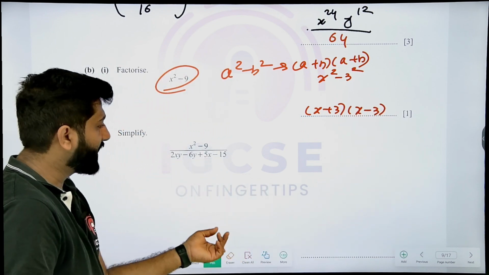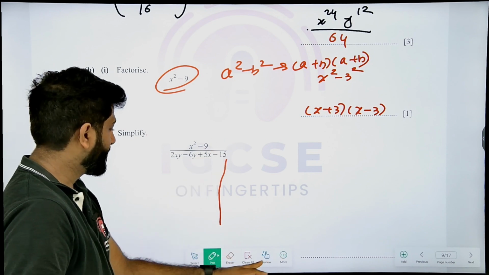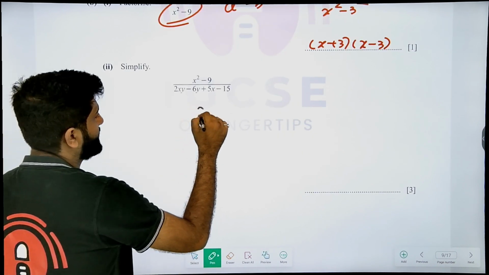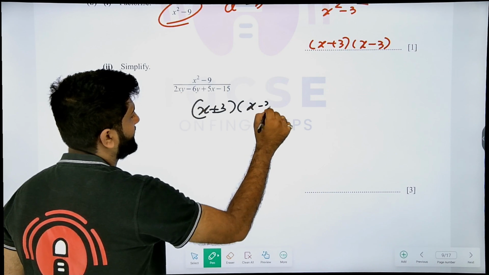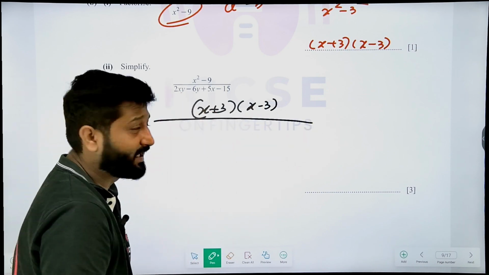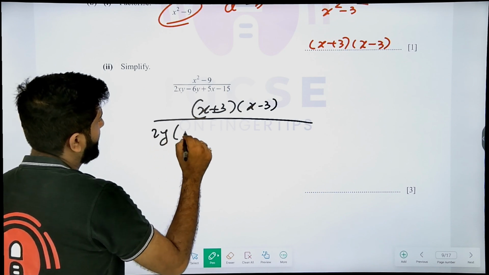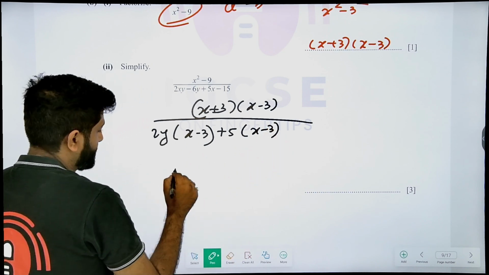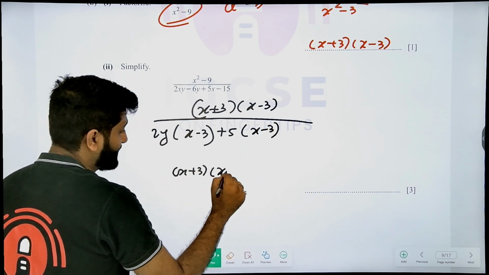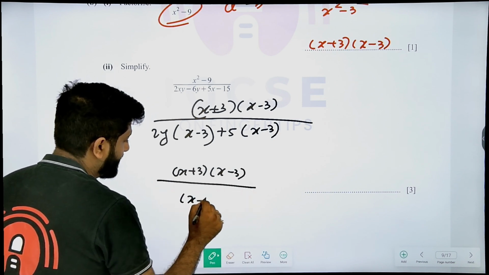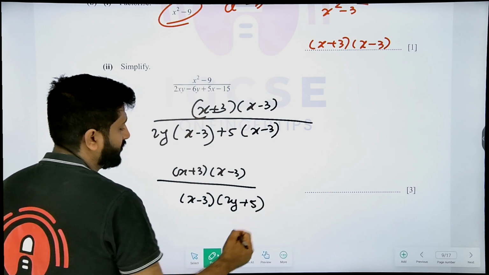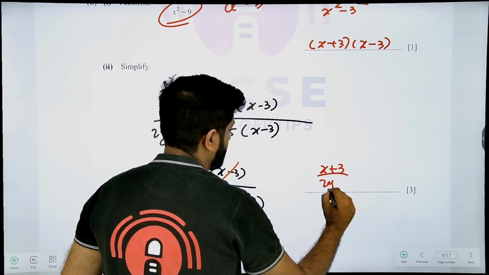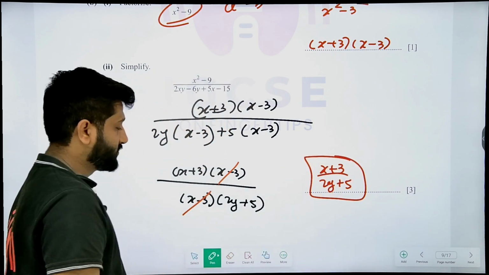Now for this question, we again have to factorize. I know the numerator is nothing but x plus 3 times x minus 3, upon the denominator. For the denominator, I'll take 2 and y common. So you have x minus 3. And again, let me take 5 common. So I have x minus 3. So I can further simplify this as x plus 3 times x minus 3 over x minus 3 into 2y plus 5. So this is going to get cancelled. So you have x plus 3 over 2y plus 5. This is your answer.